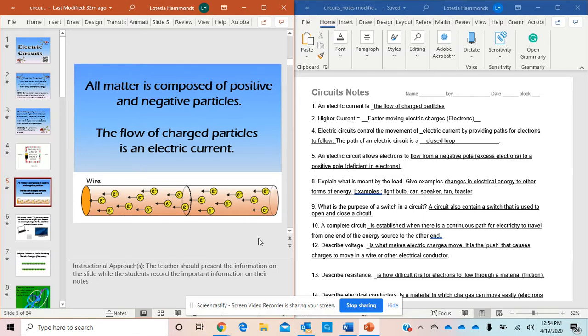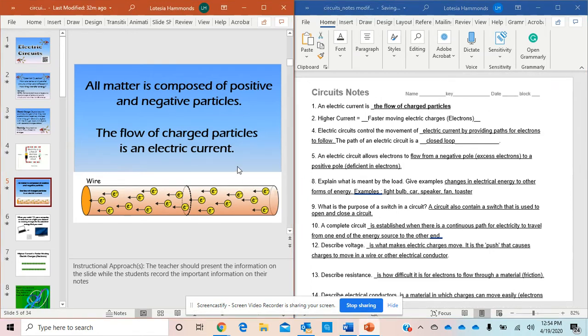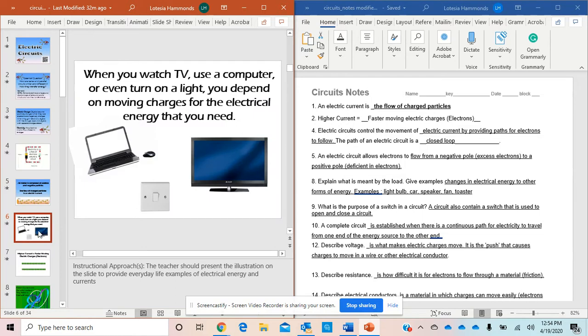Answer question one, an electric current. Know that an electric current is the flow of charged particles. And I'm going to take this moment and bold that out for you. It's worded a little differently in the slide, but it's the flow of charged particles. Anytime you're home and you're watching TV, using a computer, or even turning the light on in a room, you need to have these electrical charges moving into that device. And depending on the device, the amount of electrical energy needed will vary.